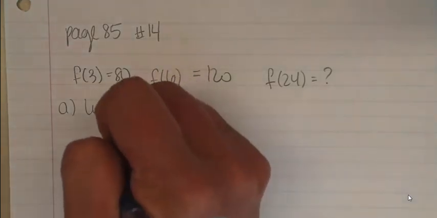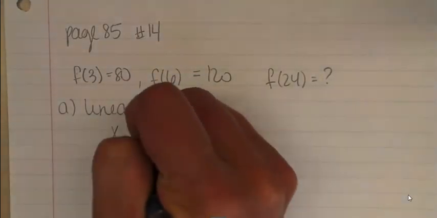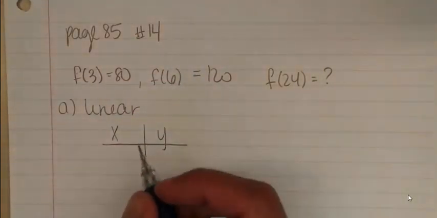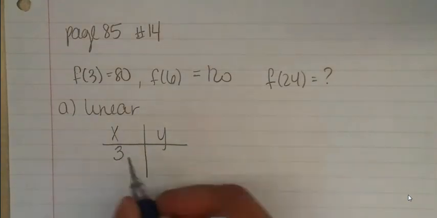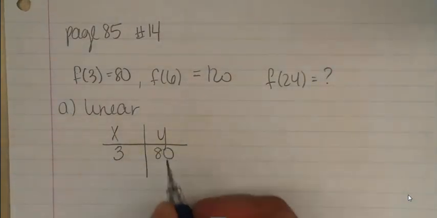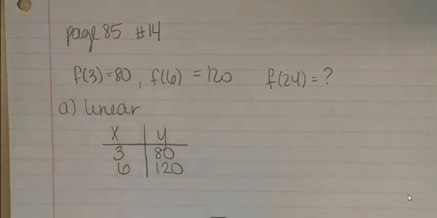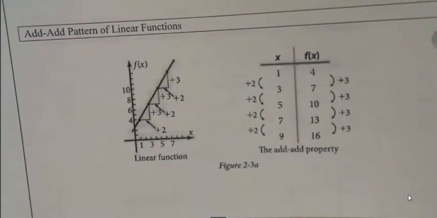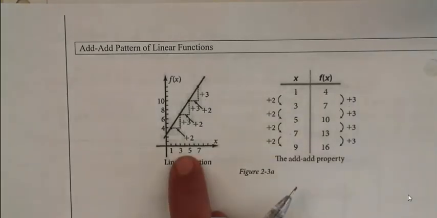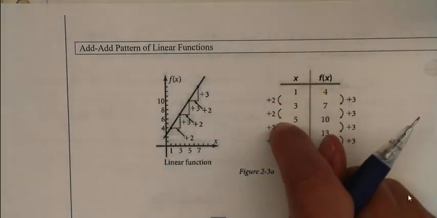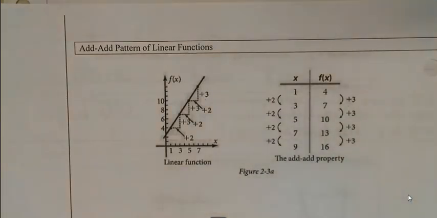All right, so first thing I'm going to do is make an XY table, an input-output table. I'm going to start with what I was given. I was given that when I put in 3, I get out 80. When I put in 6, I get out 120. Now from our notes, we know that linear functions have an add pattern. So am I adding some constant to my x values to get the next one?